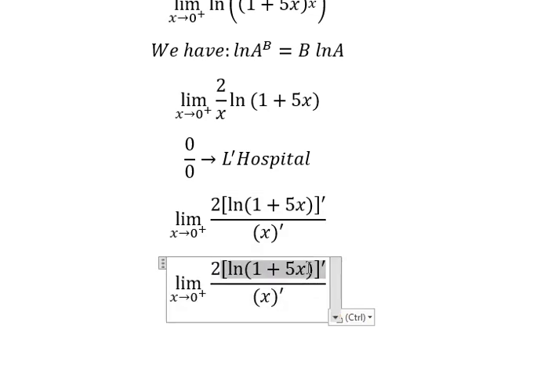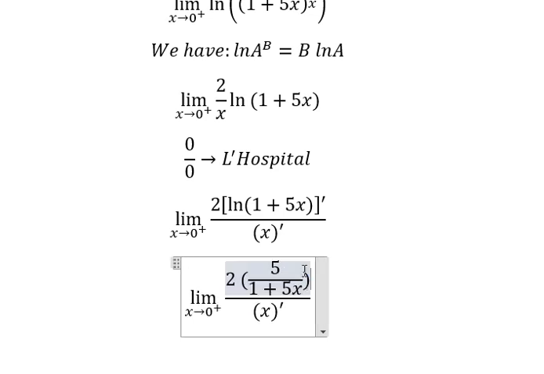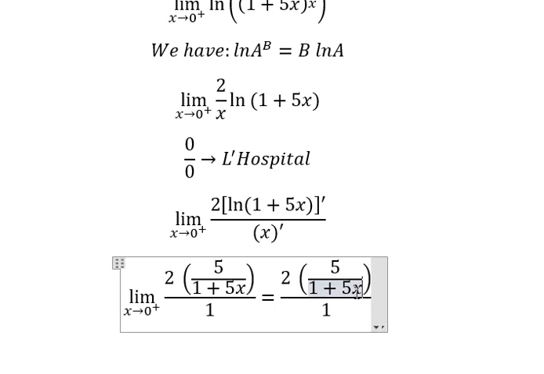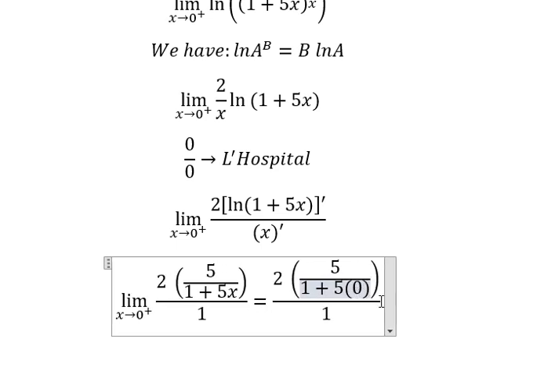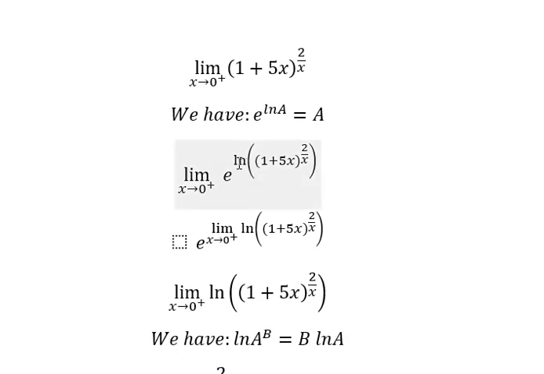So for this one we have 5 over 1 plus 5x. This one we have number 1. Now we put number 0 in here, and we have number 10. So that means the value of this one will go to number 10.